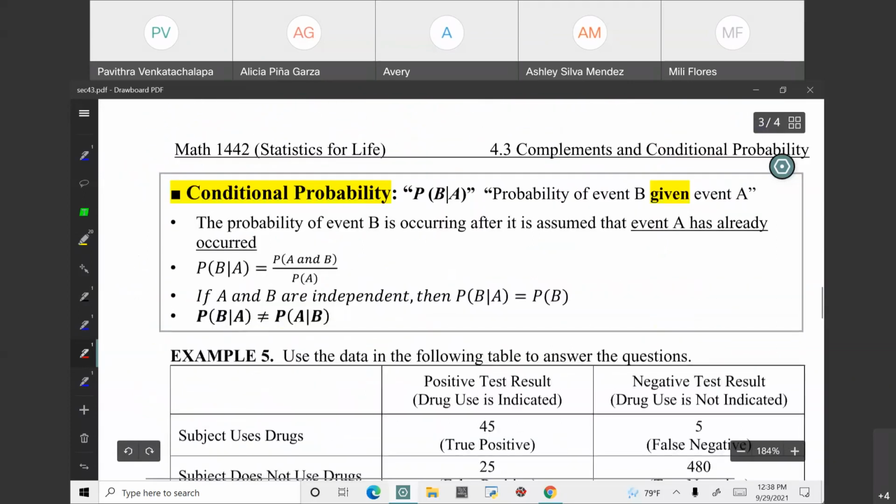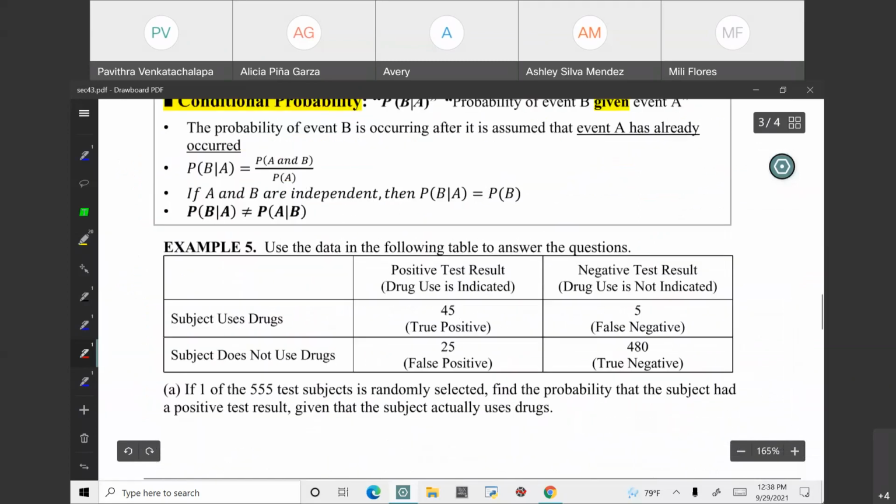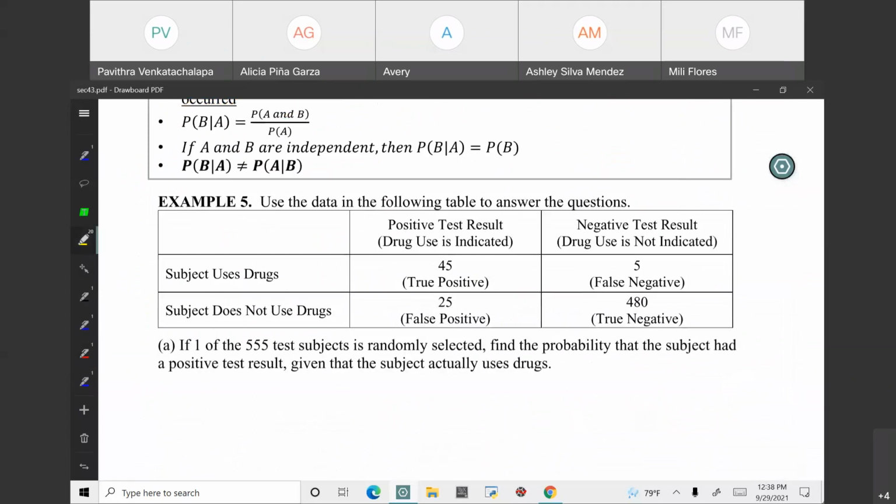Okay. Next is conditional probability. We have learned about this, so I will not go much into that. Just make a note of this formula. We will be using this in the example. P of B given A means the probability of event B occurring, assuming that event A has already occurred. We just have to find the probability of B. Okay, that's the meaning of that.